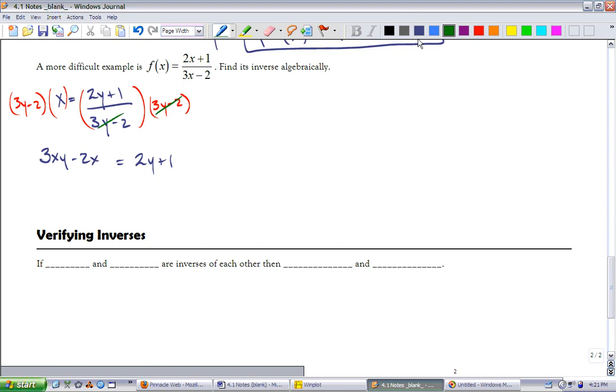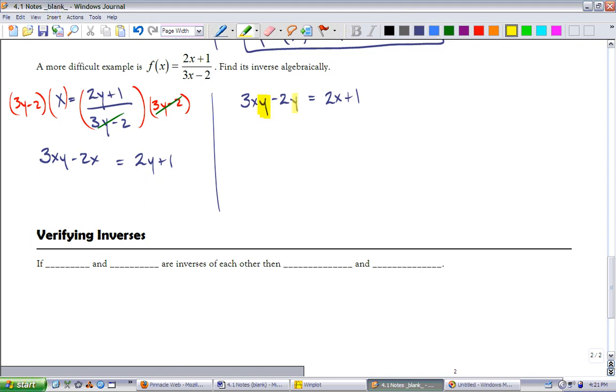Alright, now remember, we're trying to get y by itself. So I'm going to pull all my y's over to the same side. Okay, and anything that doesn't have a y, like this 2x here, I'm going to pull to the other side. So I'm going to add 2x to both sides. Now, this is probably the trickiest part.